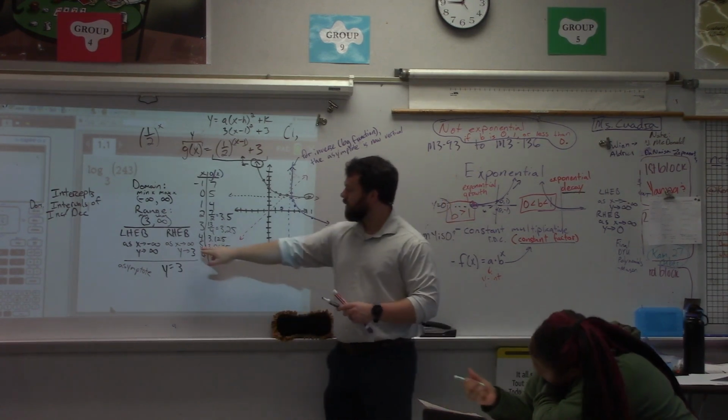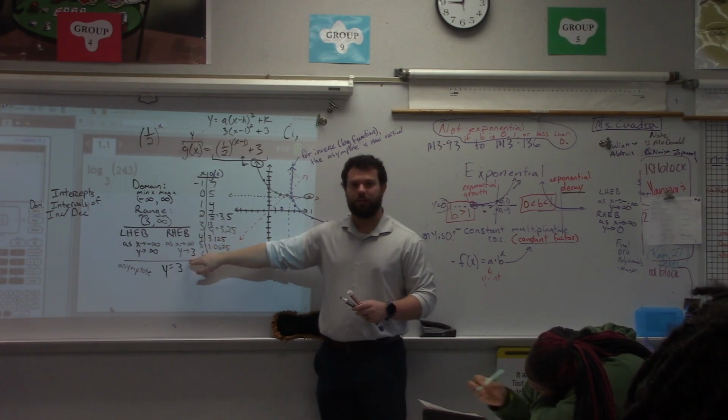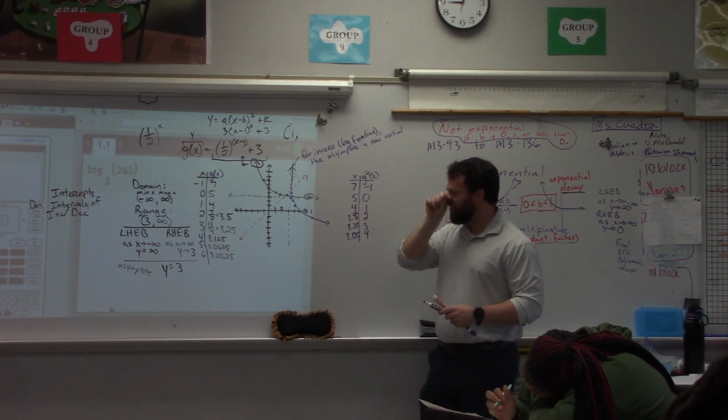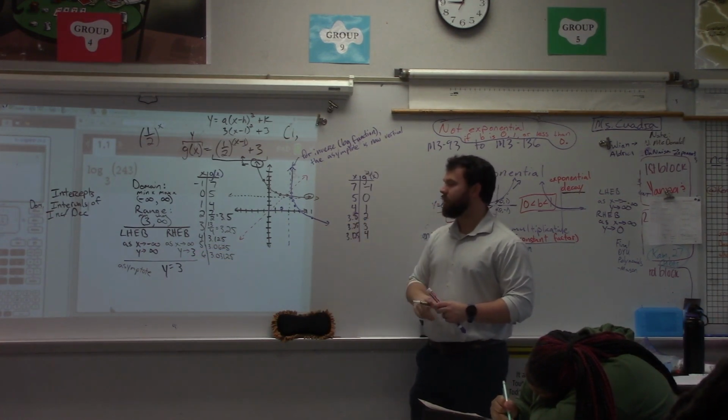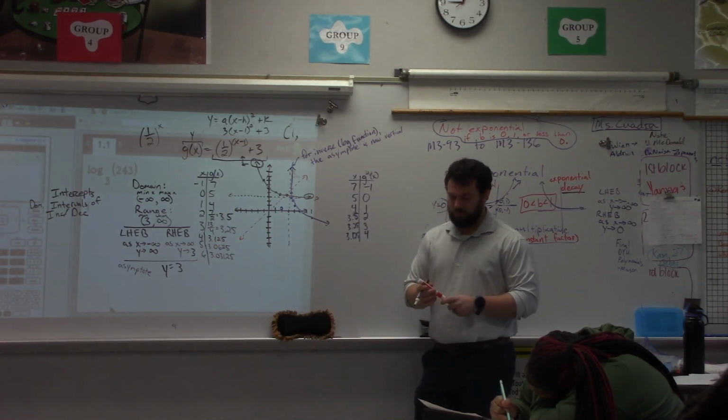It's the value that one of the ends is approaching right here. As x goes to infinity, y is going towards 3. So remember, it's a line or curve the function approaches at an infinity. Alright, so.